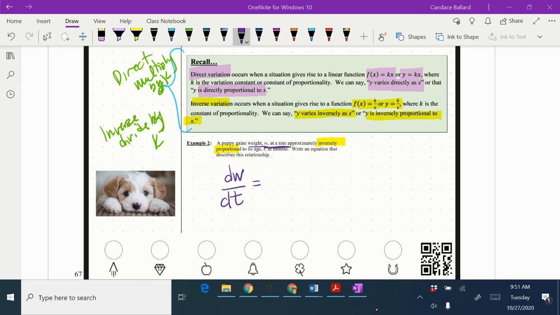It says we're supposed to be inversely proportional to its age. That means my variable has to go on the bottom, and my variable that would be acting like my x is my t. So my t has to go on the bottom. We always use k for our constant of proportionality. So it would be dW dT equals k over t.